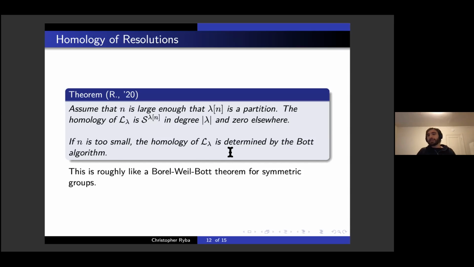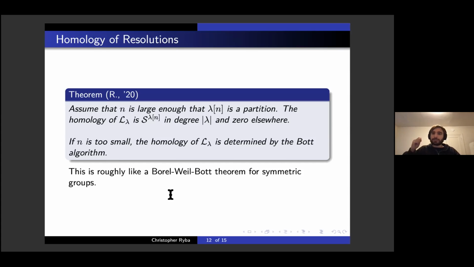So we don't need to use every possible situation that arises in the Bott theorem and the Borel-Weber theorem. So this is roughly like Borel-Weber for symmetric groups. The similarities are striking, but there are also several uncomfortable differences, which is that Borel-Weber is widely thought of as a geometric theorem that one thinks about spaces and line bundles.